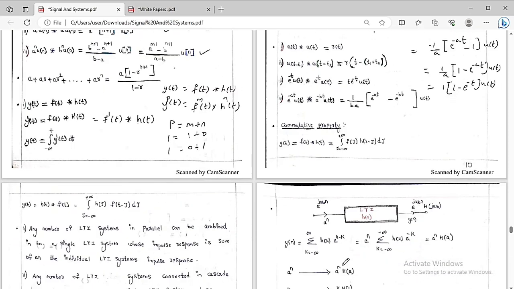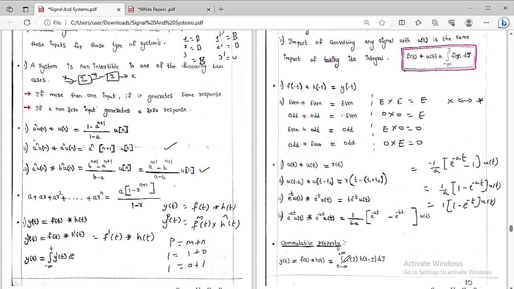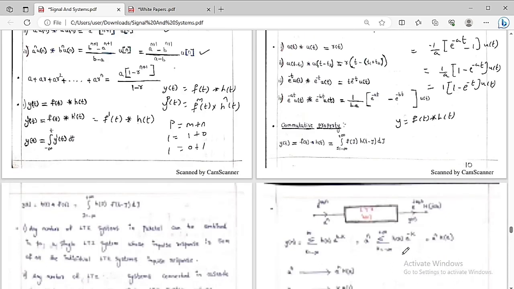The next thing we are going to discuss is the commutative property. What is the meaning of the commutative property? I have already told you about it. Suppose y is equal to f of t convolved with h of t. Then you know the formula, which is the integral of tau from minus infinity to infinity of f of tau into h of t minus tau d tau. And this is the convolution property, right? The integral from minus infinity to infinity of f of tau into h of t minus tau d tau.